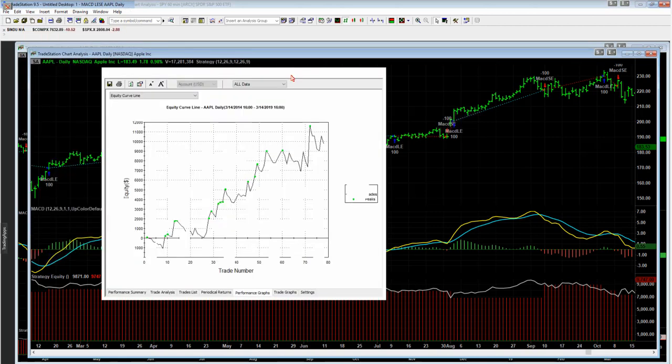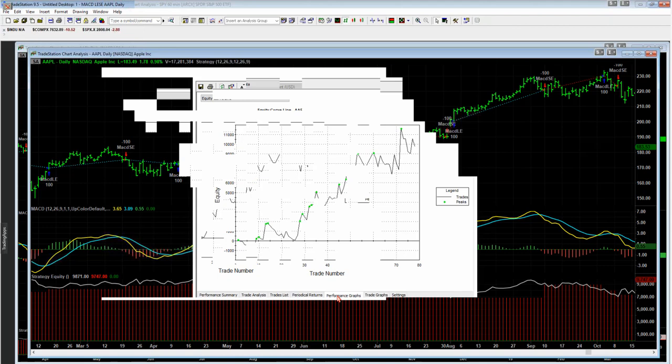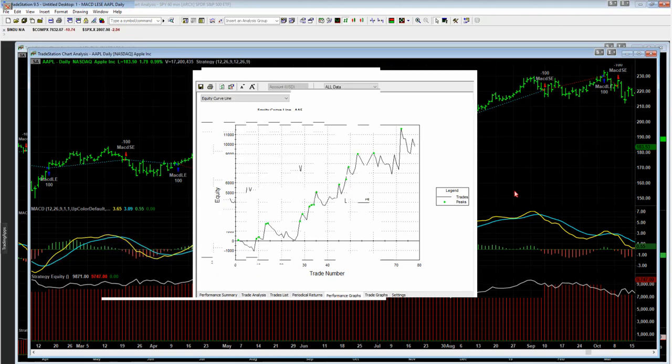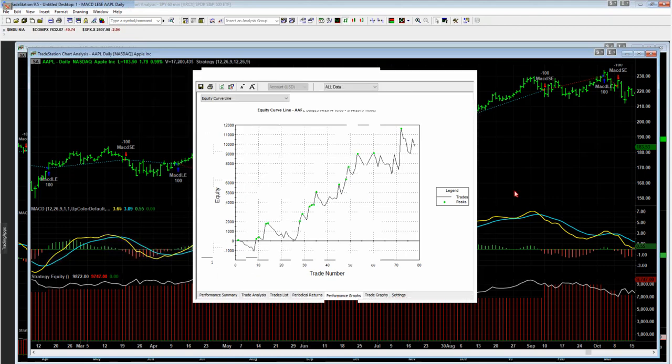So this is the equity curve under the performance graphs. And this is usually the first thing that I look at when I come into this, because the equity curve kind of tells me everything I need to know. It tells me, am I building profits consistently over time? In this case, yeah, I am. And how big are the drawdowns?